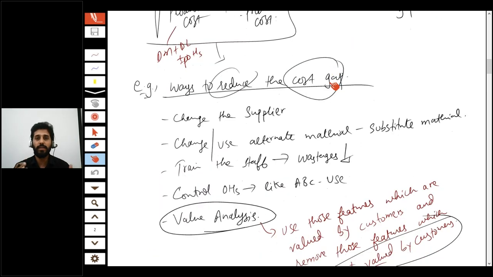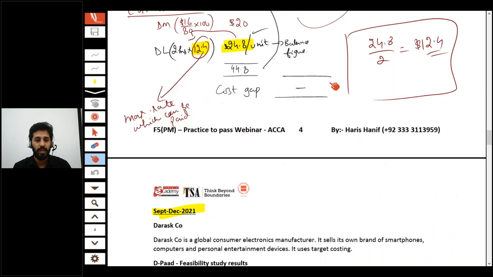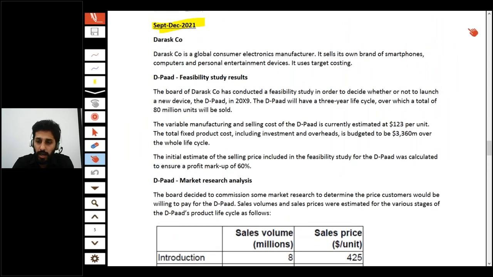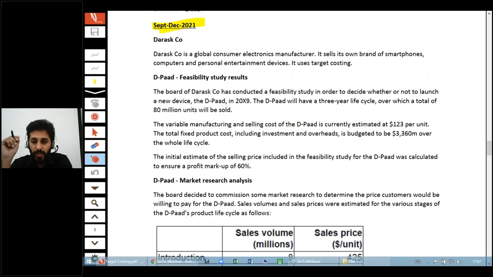So whenever you are studying for the case based OTQ, you should assume that all the concepts of target costing, or whatever the topic is under consideration, can be examined. So you should read the question accordingly.